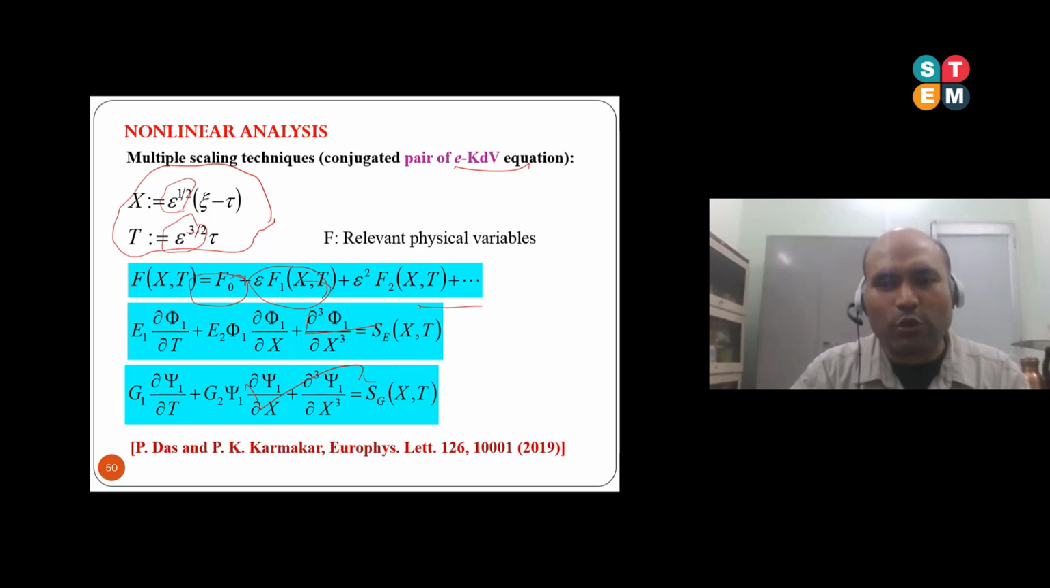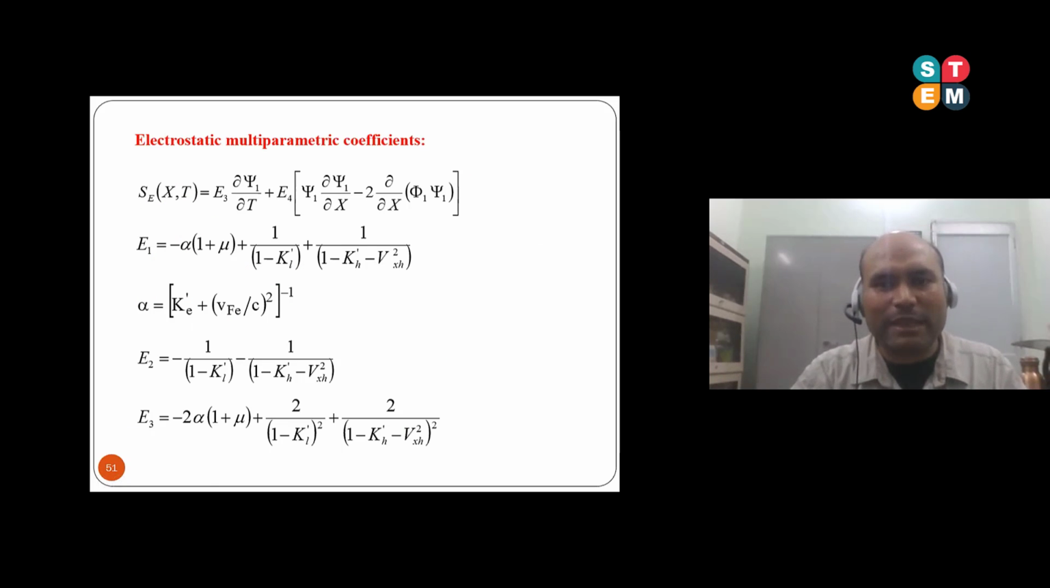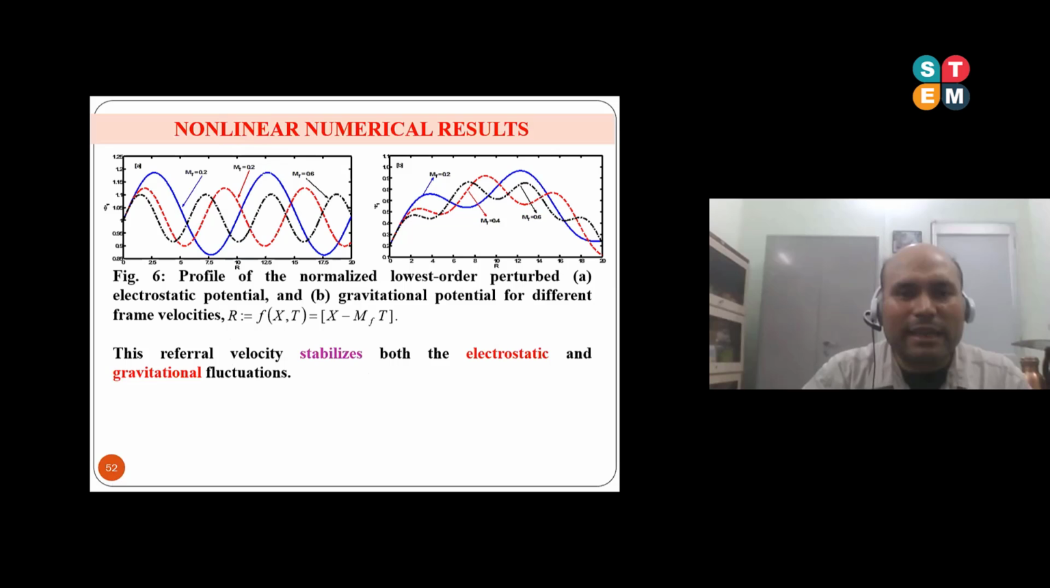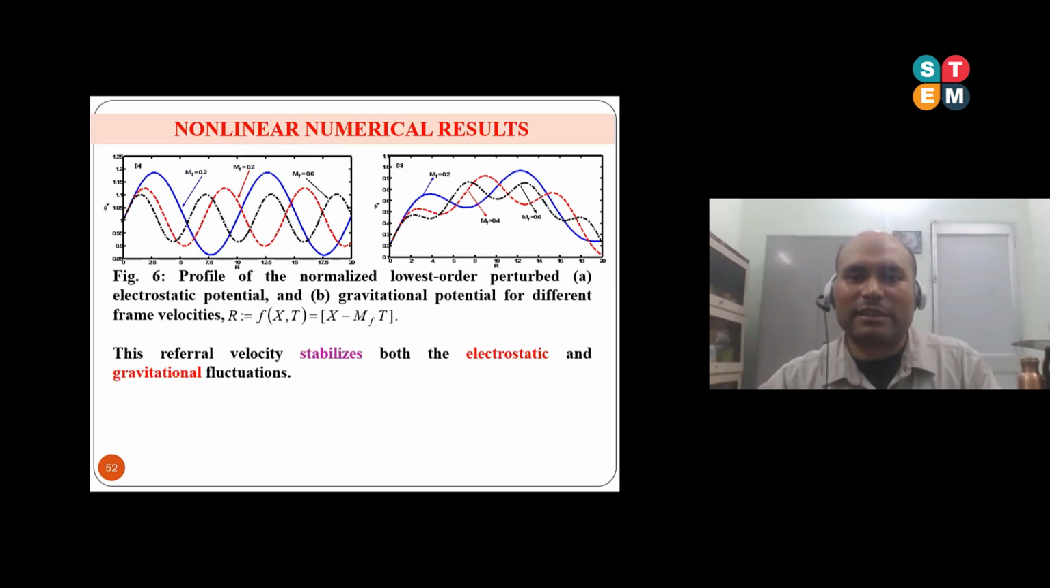This can act as a source or a sink, depending on the conditions and the parametric features we are assigning. These are the various coefficients over here. After that, we numerically solved the system, and these are the results we got. As before, we have plotted the profiles, and this is our reference frame velocity, and as per that we can find that for different values, it is different.